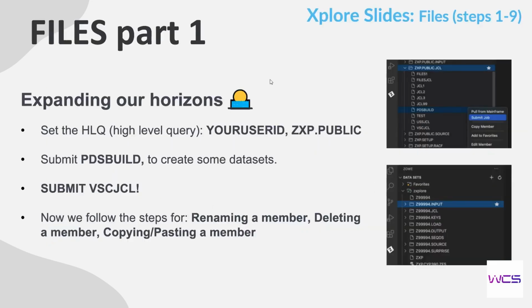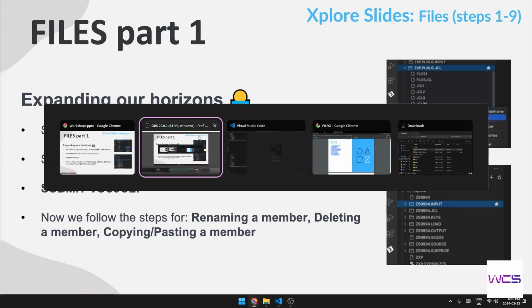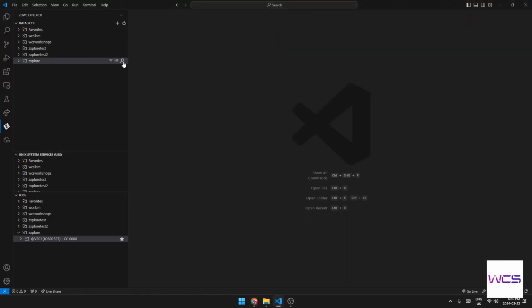So first we're going to be setting our high-level query. If you remember from the last video, I talked about how a high-level query is sort of a filter to look through only specific data sets that you want so that it's just more organized. The query that we're going to be using is our user ID. So I'm just going to get mine here, and you'll be using yours.